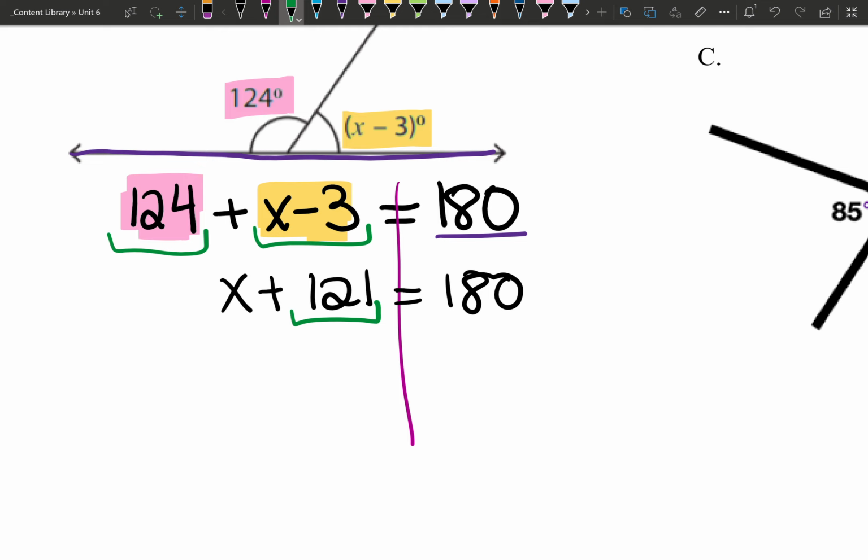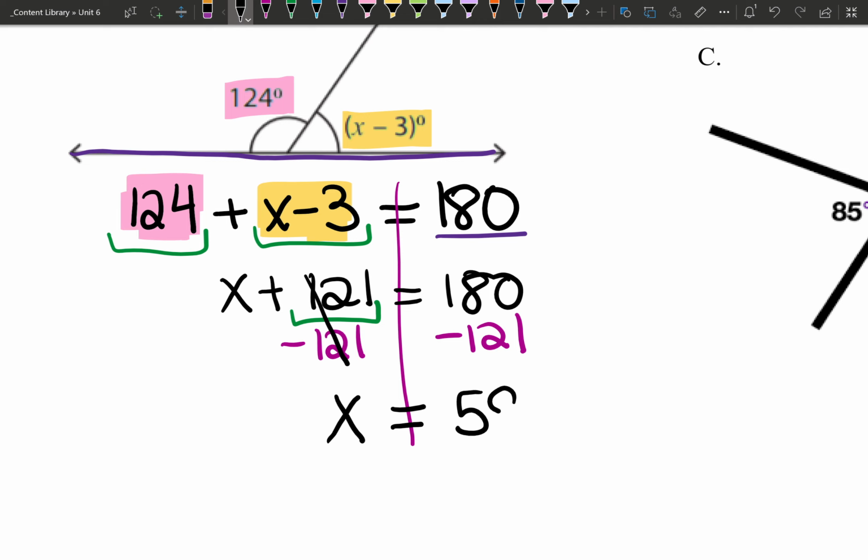If you thought we should subtract 121 from both sides, you'd be correct. Let's do it. Minus 121, minus 121. On the left side, 121 minus 121 is 0. So we're left with x equals 180 minus 121 is 59. So x equals 59. Fantastic. Onwards we go.